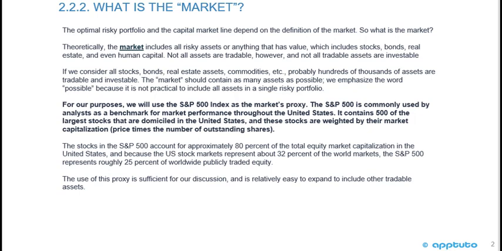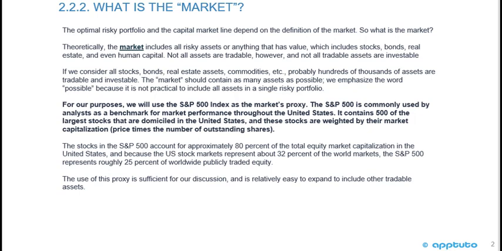Theoretically, the market includes all risky assets, or anything that has value, which includes stocks, bonds, real estate, and even human capital. Not all assets are tradable, however, and not all assets are investable. If we consider all stocks, bonds, real estate assets, commodities, etc., probably hundreds of thousands of assets are tradable and investable. The market should contain as many assets as possible. We emphasize the word possible because it is not practical to include all assets in a single risky portfolio.